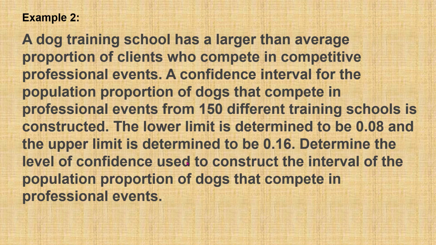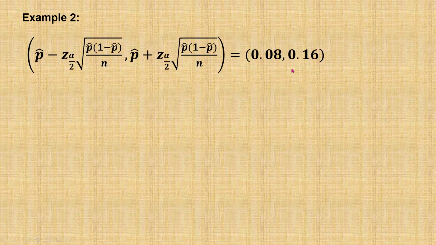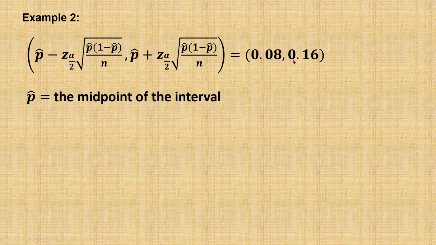Determine the level of confidence used to construct the interval of the population proportion of dogs that compete in professional events. From the question, we are given the upper limit and lower limit of the confidence interval of the proportion, where the lower limit is 0.08 and the upper limit is 0.16. First, we are going to find p-hat, which is the midpoint of the interval. So p-hat is equal to (0.08 plus 0.16) divided by 2, which is equal to 0.12.